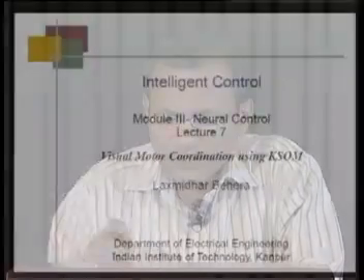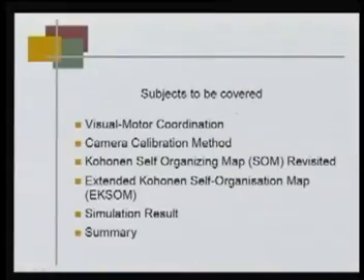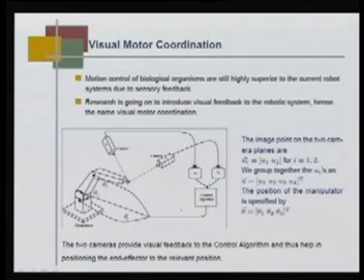Okay. So, this is the 7th lecture on neural control. The subjects that we will be covering today are visual motor coordination, the problem, camera calibration method, Kohonen self-organizing map, then extended Kohonen self-organizing map, simulation results and summary.